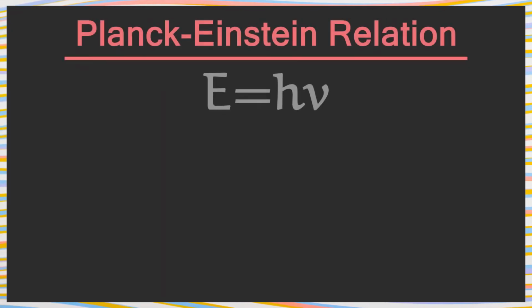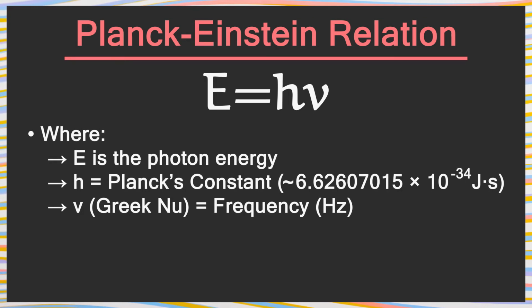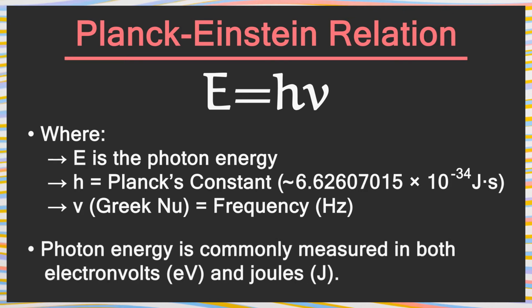The Planck-Einstein relation shows that E is equal to h times v, where E is equal to photon energy, h is equal to Planck's constant, and v is equal to the frequency in hertz. Photon energy is commonly measured in both electron volts, eV, and joules, J.